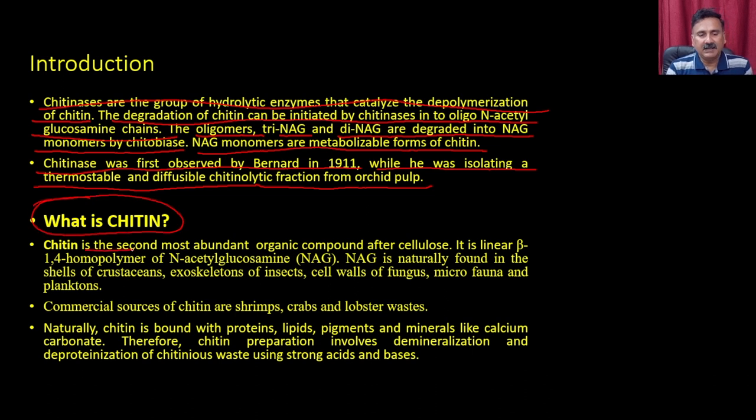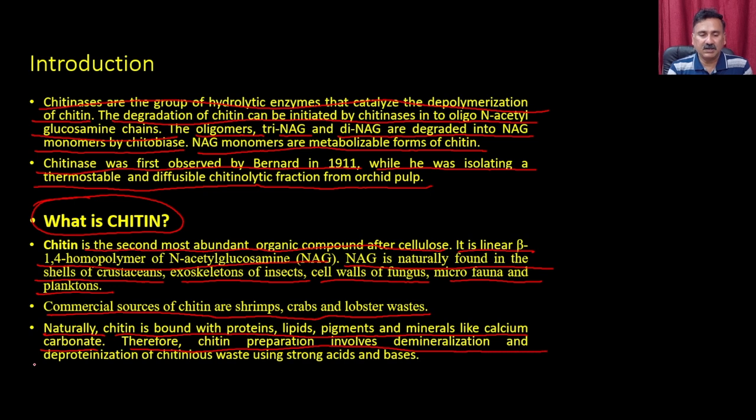Chitin is the second most abundant organic compound after cellulose. It is a linear beta-1,4 homopolymer of NAG. NAG is naturally found in the shells of crustaceans, exoskeletons of insects, cell walls of fungi, microfauna, and planktons. Commercial sources of chitin are shrimps, crabs, and lobsters. Naturally, chitin is found with proteins, lipids, pigments, and minerals like calcium carbonate. Therefore, chitin preparation involves the demineralization and deproteinization of chitinaceous waste using strong acids and bases.